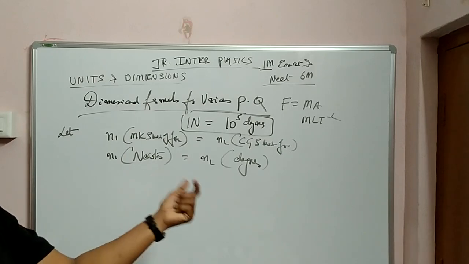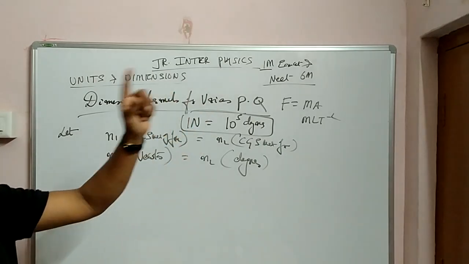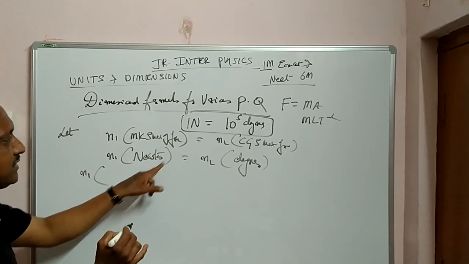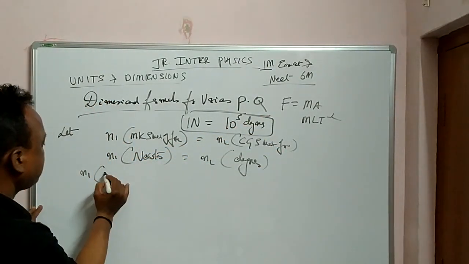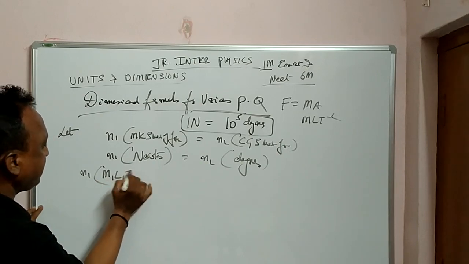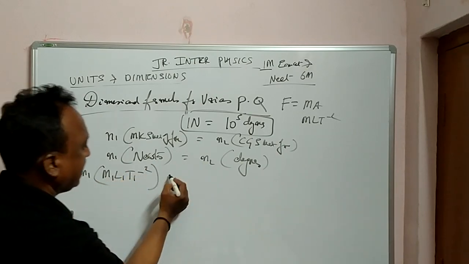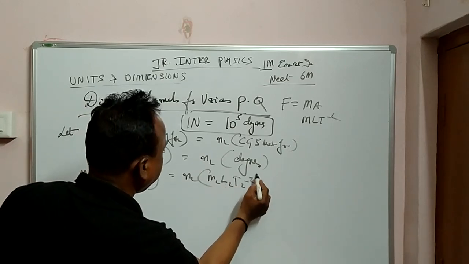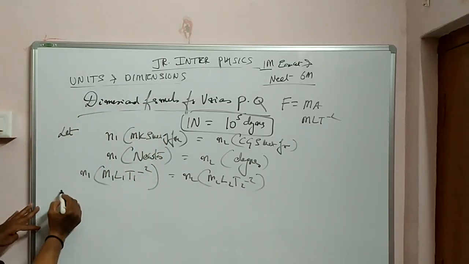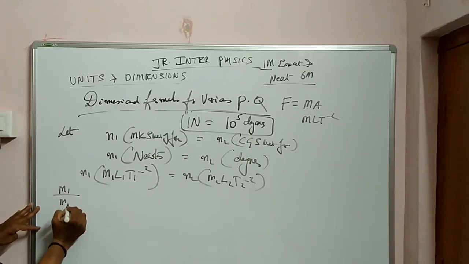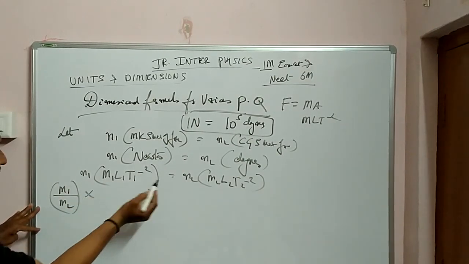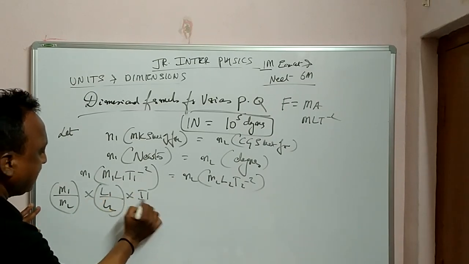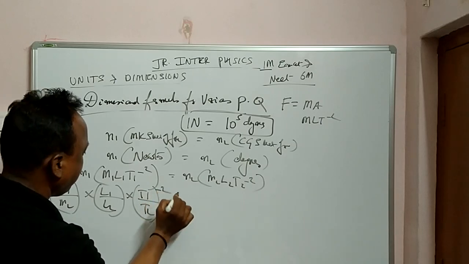Now we will write a relation between this and this by using the dimensional method. So for example, here N1 into newtons. What is the dimension formula? Here I write M1 L1 T1 power minus 2 is equal to M2 L2 T2 power minus 2. Now we'll interchange this one: M1 by M2 into L1 by L2 into T1 by T2 power minus 2.